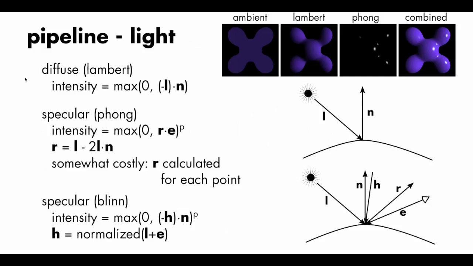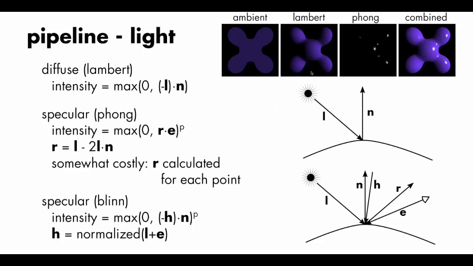Okay, next, lighting. There are certain kinds of lights that you can imagine, and these are just a couple of them. Ambient light is just a constant value, a constant color, so to speak, that you add to every vertex.